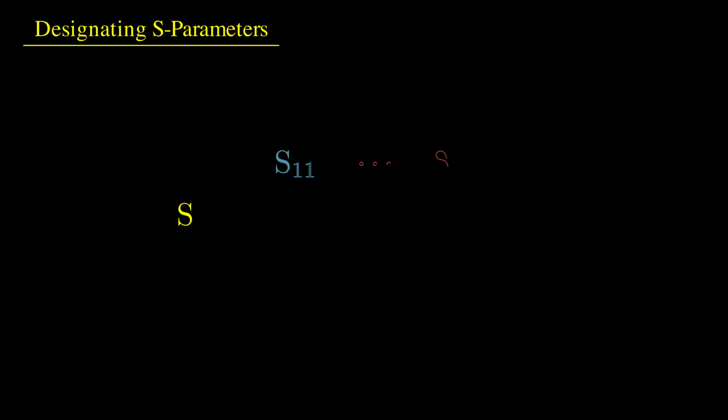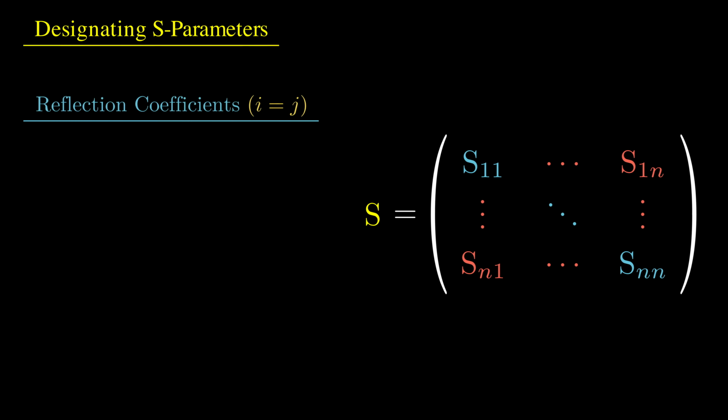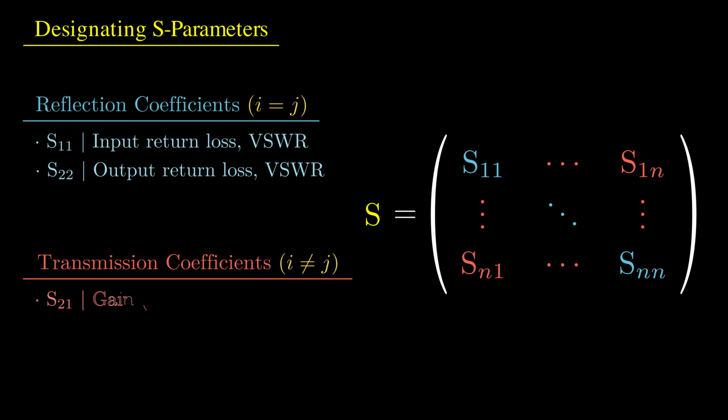Now that we've got a solid understanding of how networks can be characterized using scattering parameters, it is useful to know that we can sometimes refer to S-parameters by certain names. For the reflection coefficients, where i is equal to j, that is, the elements that lie on the main diagonal of the S matrix, S11 and S22 correspond to the input and output return loss respectively, both of which can be expressed in terms of the VSWR. As for the transmission coefficients, S21 represents the gain or loss across a network, while S12 can sometimes describe the reverse isolation between 2 ports.